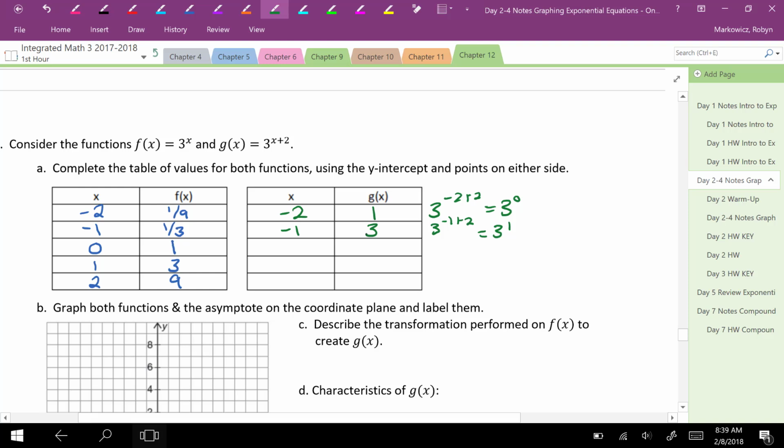All right, pick 3 more values you would like to plug in. Pick 3 more values, plug them in. You pick them, you do them. Do it on your paper.